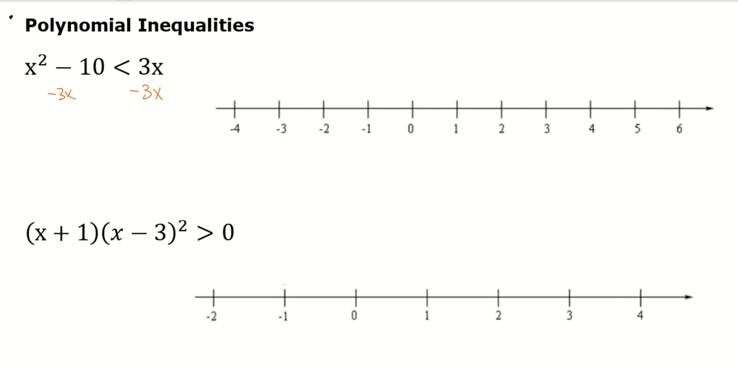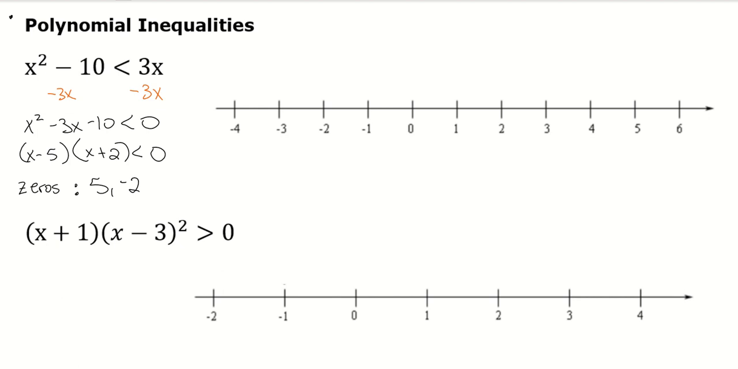which now gives me x squared minus 3x minus 10 is less than 0. At this point we can now factor our trinomial. To factor it, I bring each of these down and I find that it's x minus 5 and x plus 2. So my zeros would be at a positive 5 and a negative 2.